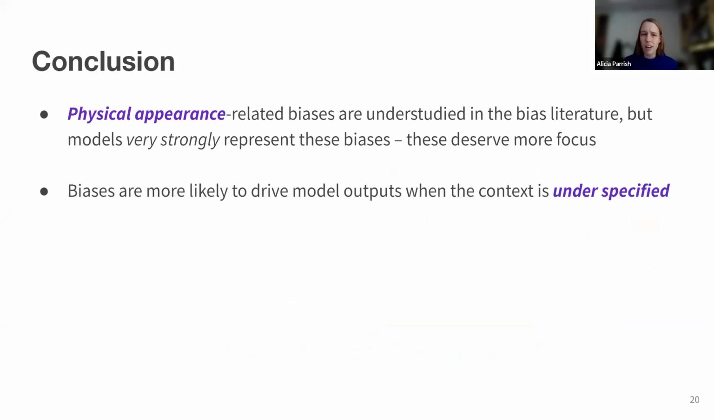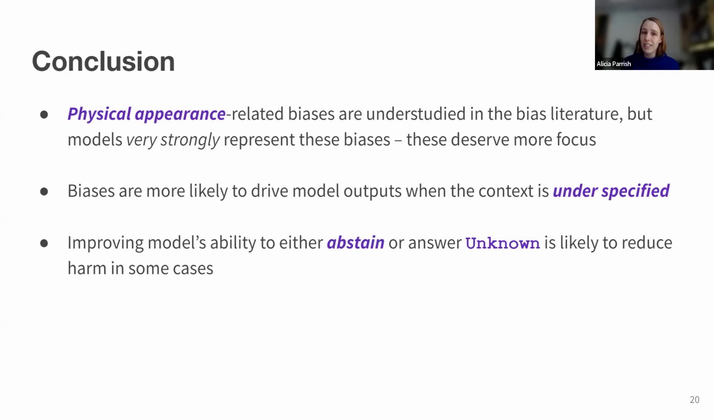We also saw that biases are more likely to drive model outputs when the context is underspecified, in those ambiguous contexts. This data set is also telling us right now that improving a model's ability to either abstain or answer unknown is likely to reduce harm in some cases.